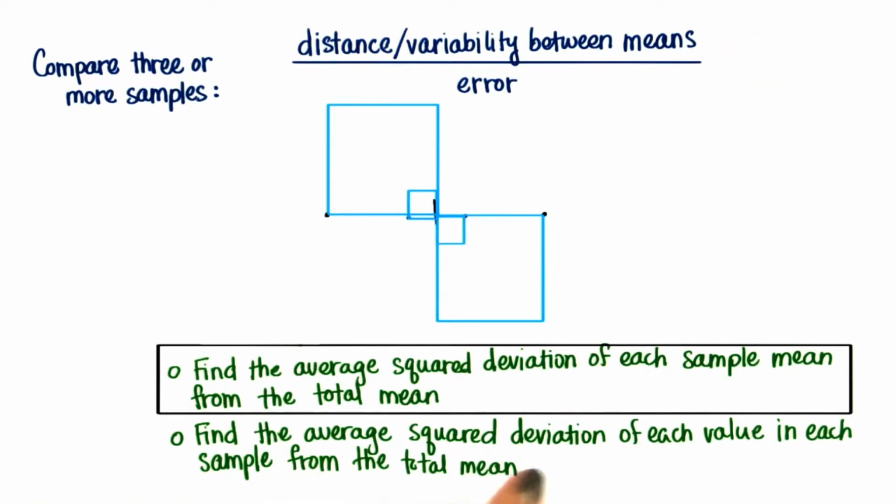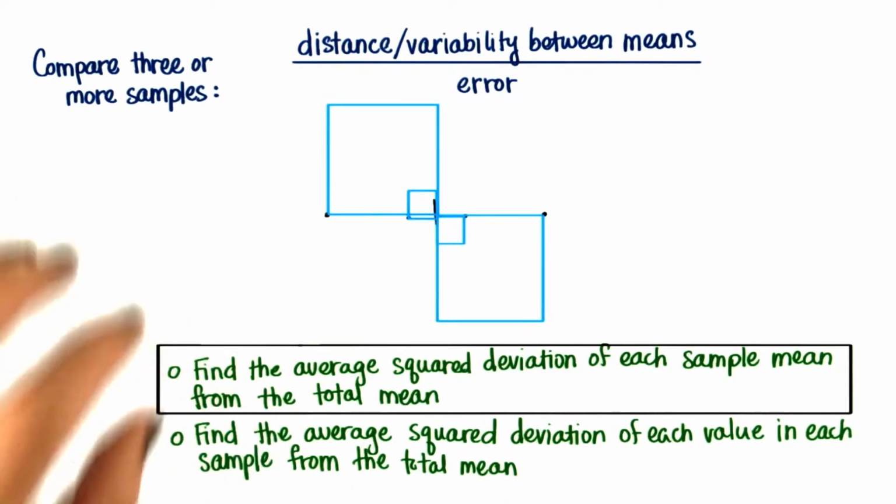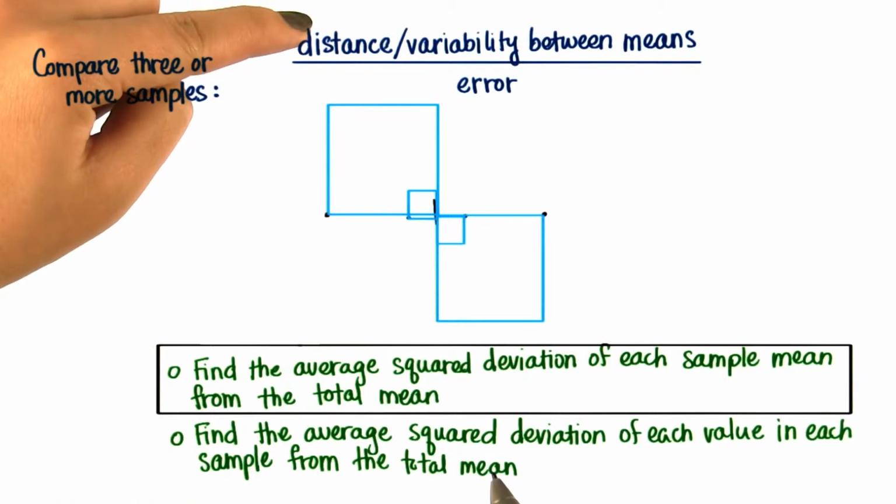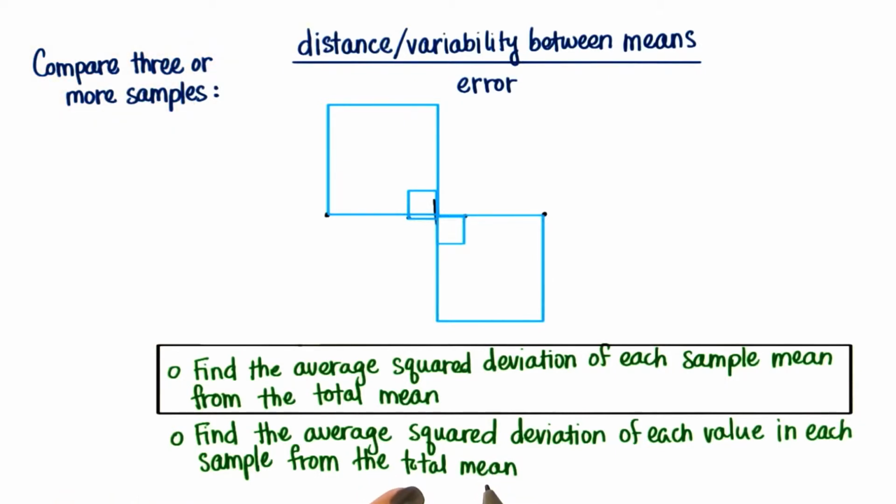The average squared deviation of each value in each sample from the total mean also includes the error caused by individual differences between subjects in each sample. And we don't want to include this error in our measure of between subjects variability. This is the total sum of squares, and we'll reference back to this later.